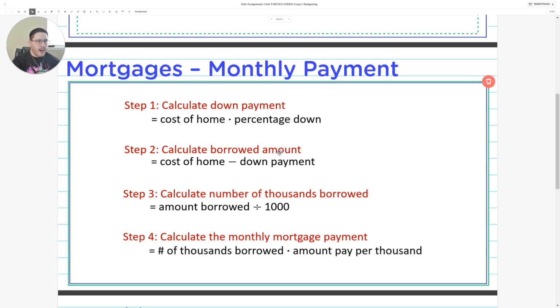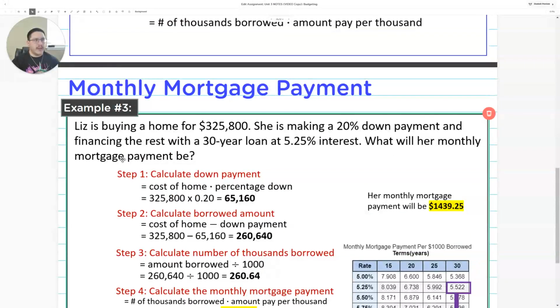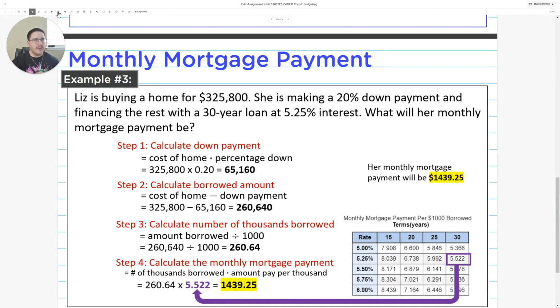Step 2, we're going to calculate the borrowed amount, which is the cost of the home minus the down payment. Step 3, calculate the number of thousands borrowed, which is the amount borrowed divided by 1,000. If you remember in one of our previous sections, we used an amortization table to figure out how many hundreds we're borrowing and what rates to use from that table to calculate our loan payments. We're going to be doing the same thing but with mortgages. Step 4, calculate the monthly mortgage payment by taking the number of thousands borrowed and multiplying it by the amount you pay per 1,000. Okay, so again, let's look at an example and see how these formulas get applied.